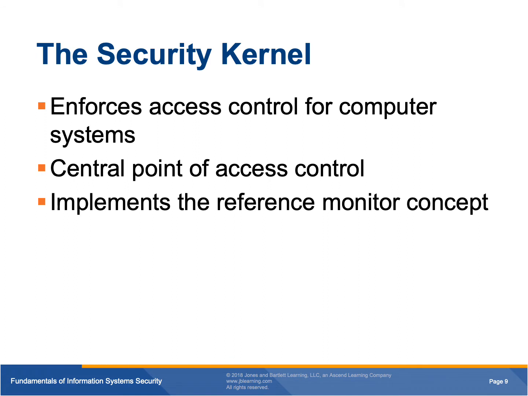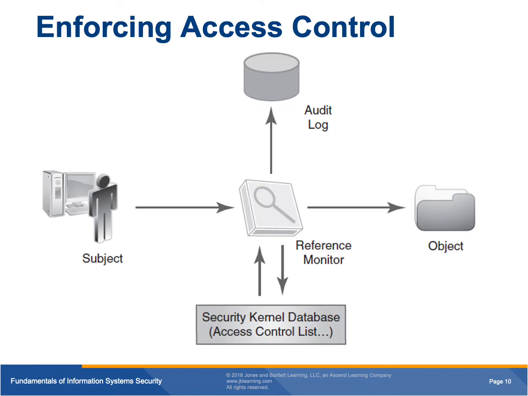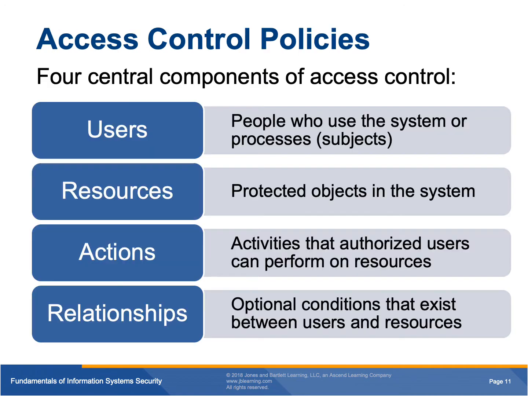On the computer itself, there's something called the security kernel. This is the mechanism, the part of the operating system, that is going to enforce access control for systems. So it's a central point of access control, and it's going to allow us to have a central reference monitor, like a security guard, basically a gatekeeper, that is going to be managing all of these different elements of access control, and based on ACL, so the access control list is going to be at the center of that.